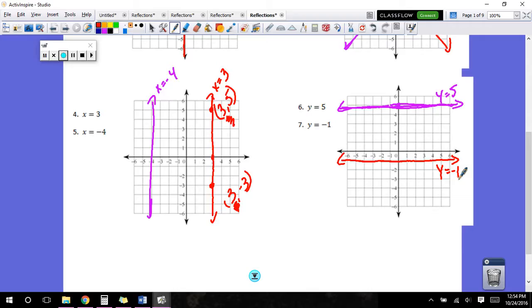Okay, so I need you to pull out the note sheet that you picked up from the front table. It says reflections on it, and start graphing the first problem.